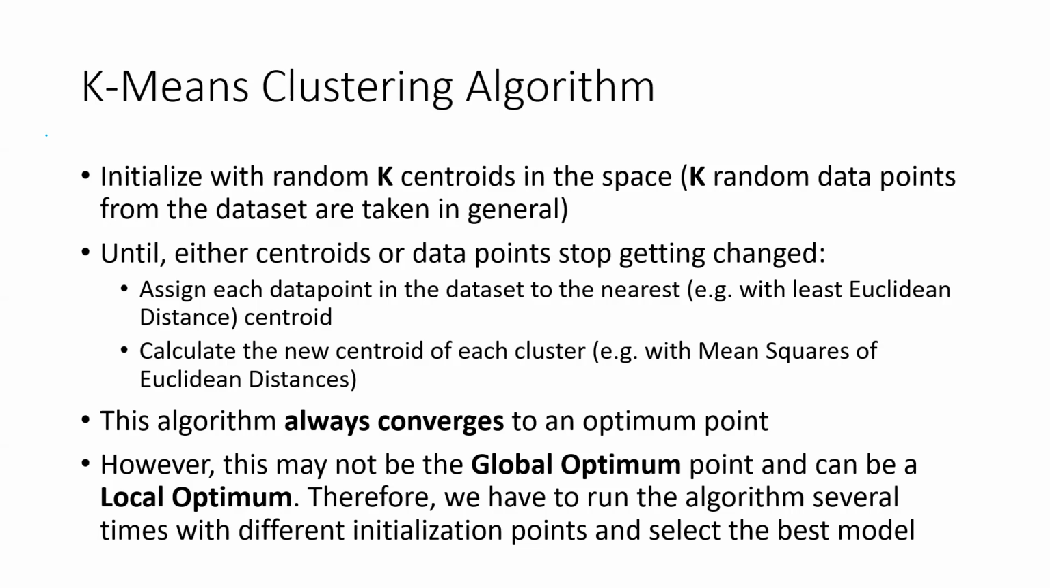So what is the convergence case? Until each centroid or data points stop getting changed. That means if the centroids that we have defined are not getting changed in the next iteration, that means we have come to a solution. Or if the data points that are relevant to each of the centroids are not getting changed, that means we have converged.